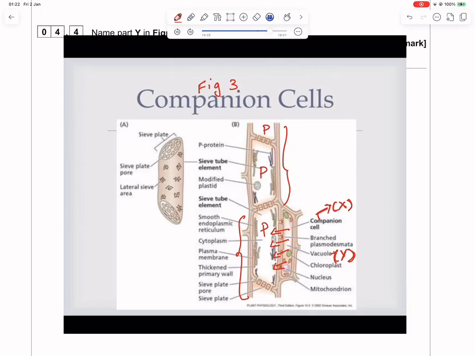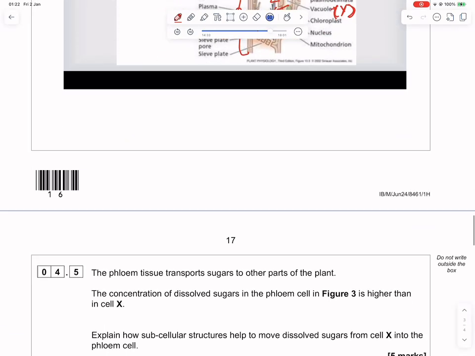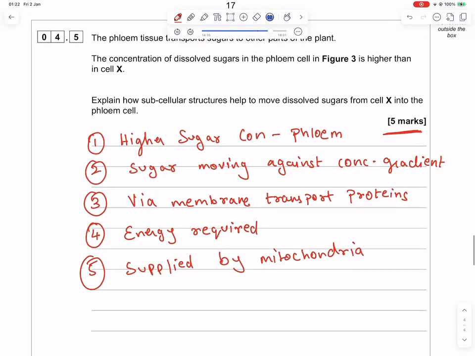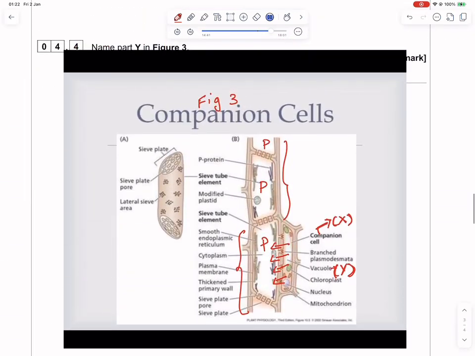And it is against the concentration gradient, so therefore it is using the energy which is manufactured by the companion cell. And as you can see in the figure, the companion cell also has a lot of mitochondria. That's where the energy required for this process is manufactured.